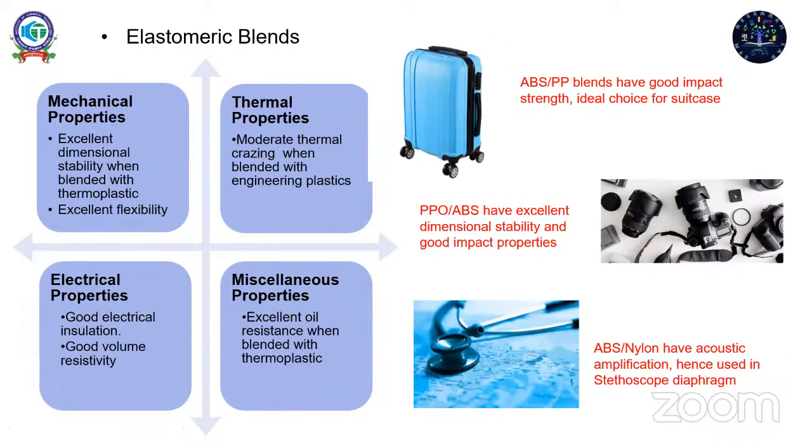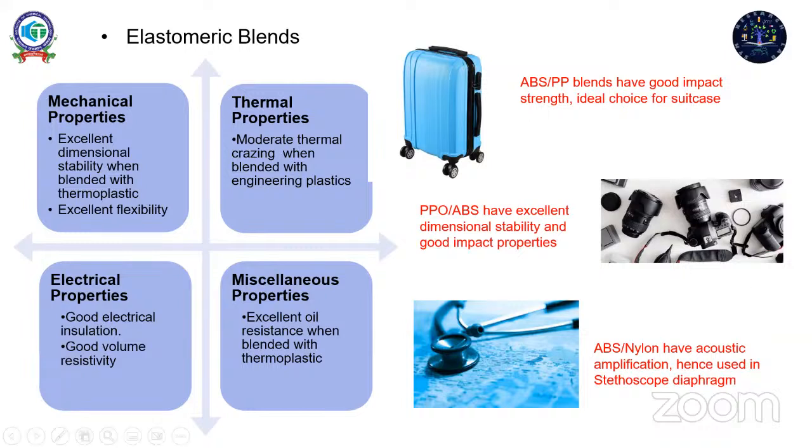Now coming towards the elastomeric blends. Elastomeric blends are the blends which have one elastomeric component with another polymer. These blends have good oil resistance as they have elastomeric components, and they have good electrical insulation, and their thermal crazing is very low. When we talk about mechanical properties, they are excellent. They also have very good flexibility.